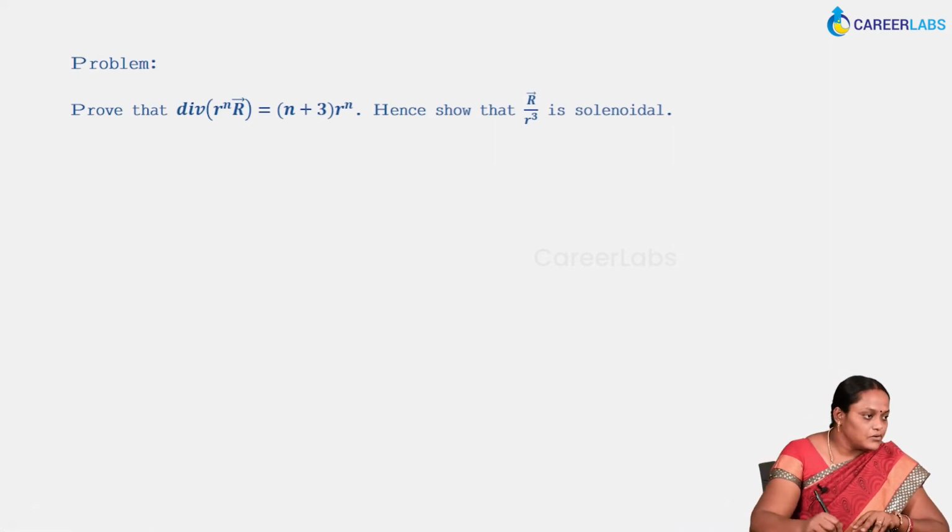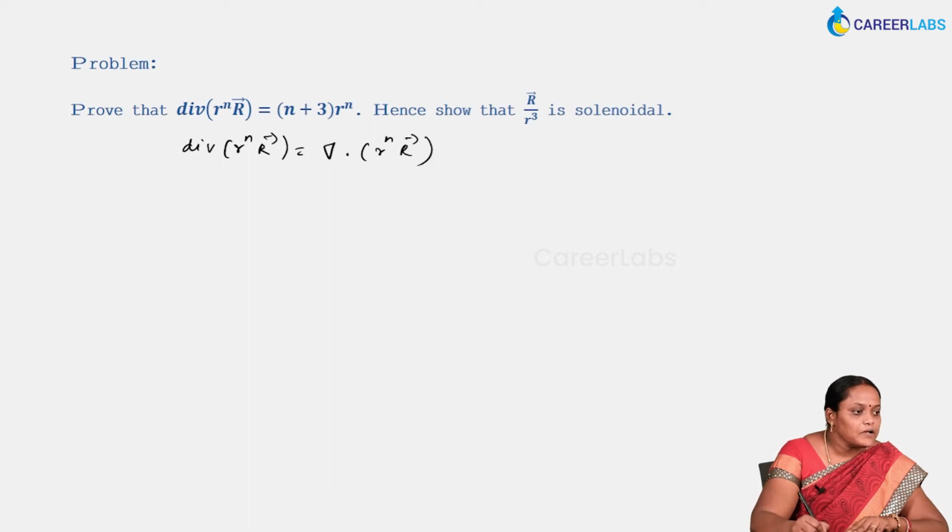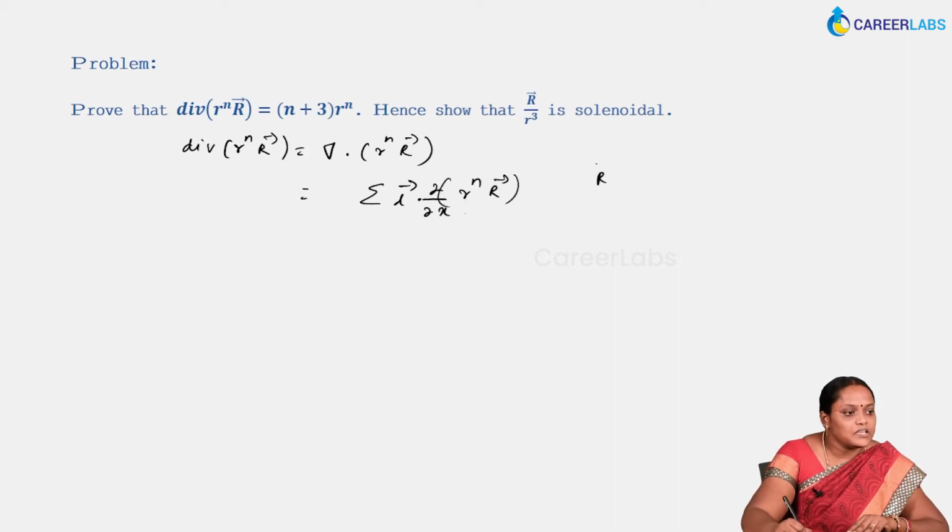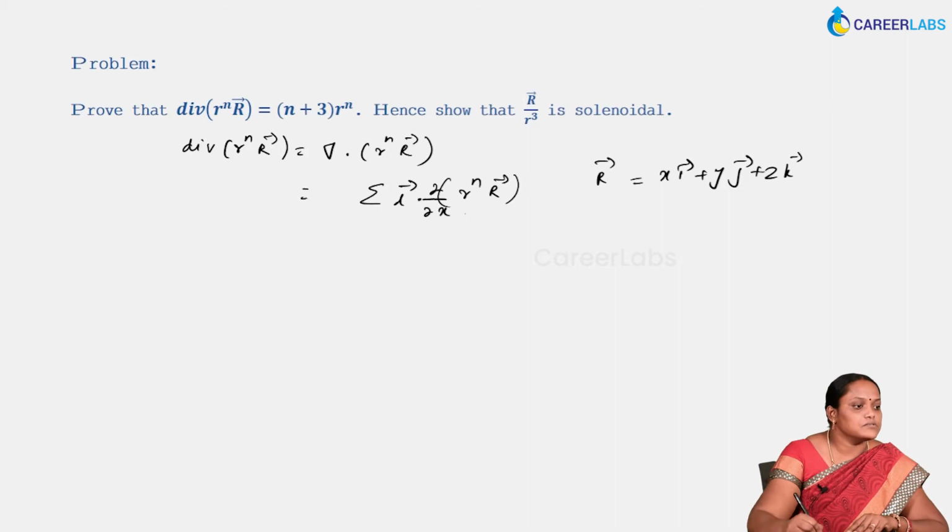Now we know divergence of r to the power n r vector is nothing but del dot product with r^n r vector. Let me write everything in summation: summation i vector dot dou by dou x of r to the power n r vector. r vector is nothing but x i vector plus y j vector plus z k vector.